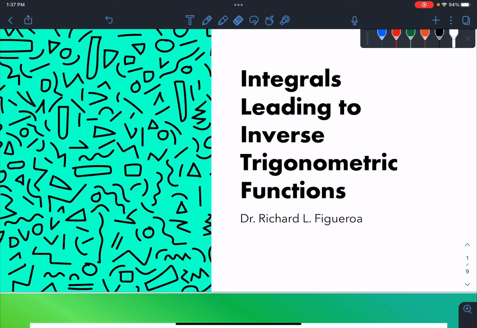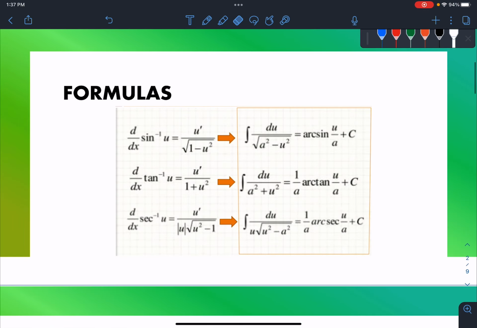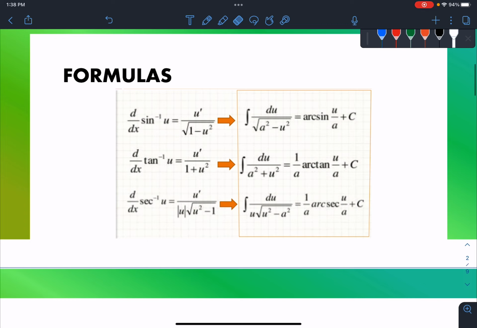So let's have integrals leading to inverse trigonometric functions. Let's say we recall in differential calculus the derivative of an inverse trigo function.